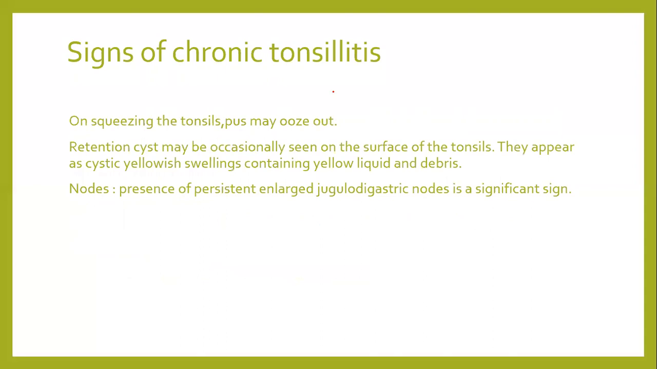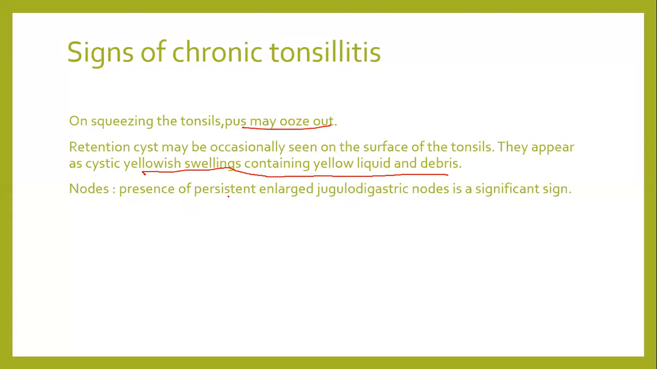Then signs of chronic tonsillitis. On squeezing the tonsils, pus may come out. Chronic tonsillitis will always be purulent in nature. So while trying to squeeze the tonsils, the pus will come out, which shows a severe infection. Retention cysts may occasionally be seen on the surface of the tonsils. They appear as cystic yellowish swellings containing yellow liquid and debris. A yellowish cyst can be seen on the surface of the tonsil. It will be a complete form of pus collection.